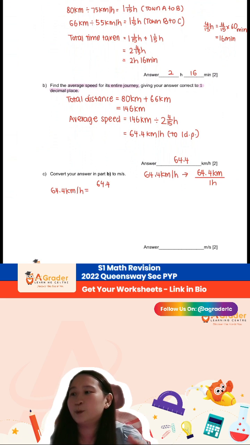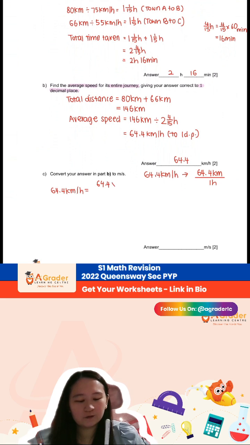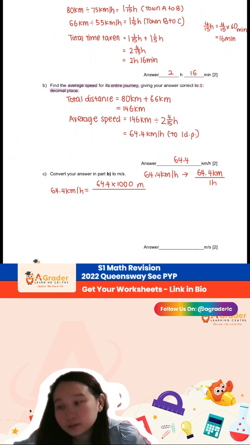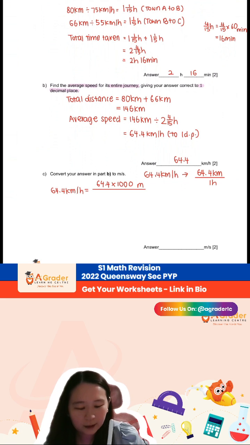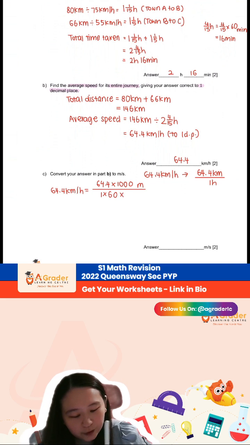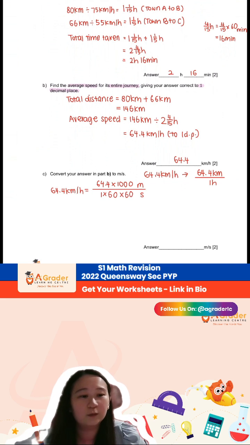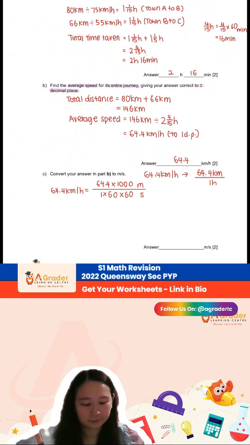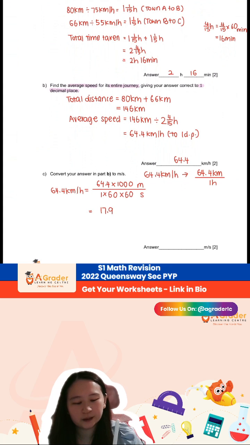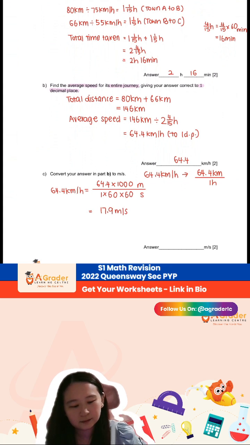So 64.4 kilometers converted to meters, we have to times 1,000. So this is in terms of meters. Divided by 1 hour, we convert to minutes, we times 60. But they want seconds, so we have to multiply another 60 to convert it to seconds. And we will get 17.9 meters per second, when rounded off to 3 significant figures.